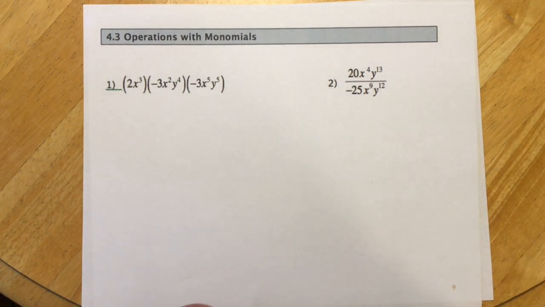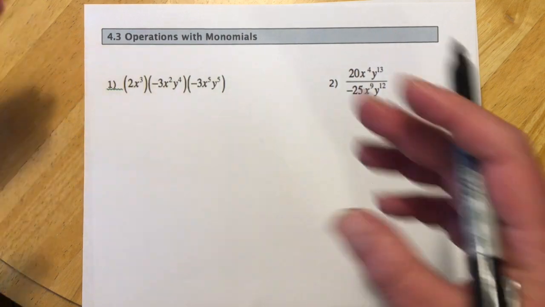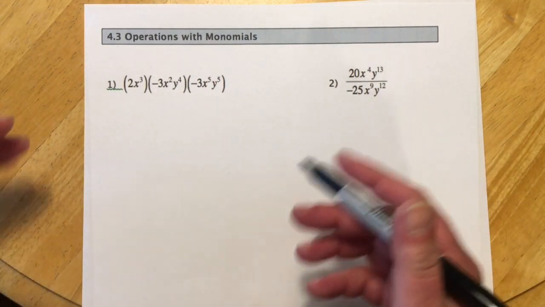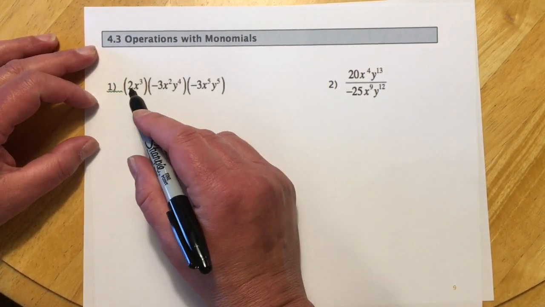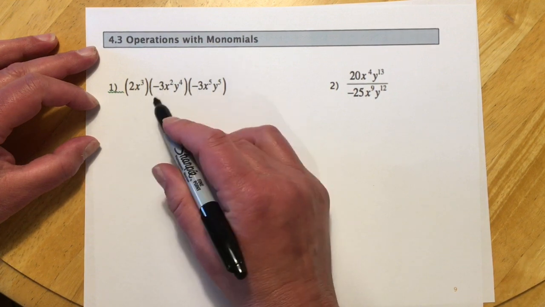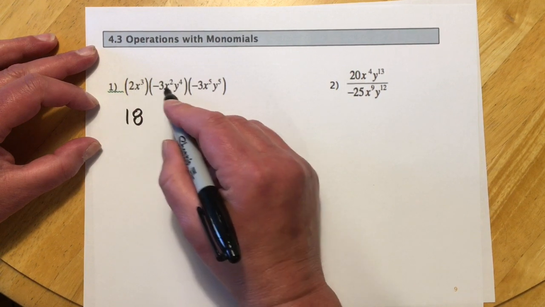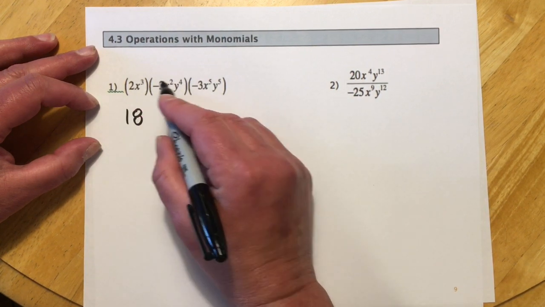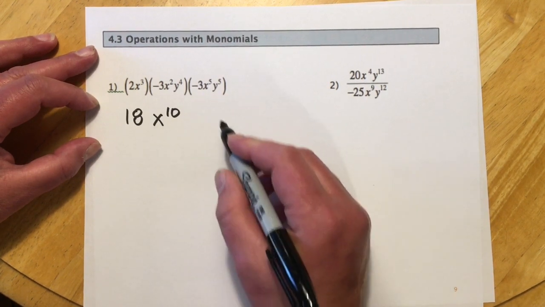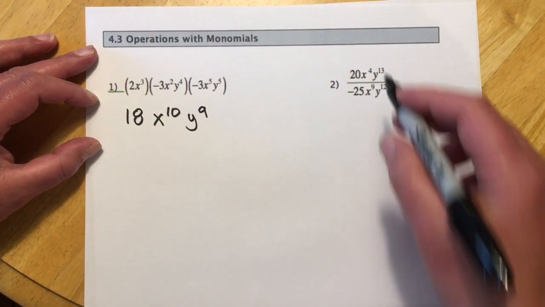Okay, section 4.3 was operations with monomials. And so it's really using all those same properties. Now there's x's and y's, so we just have to be careful to keep x's with x's and y's with y's. So this is all multiplication, so negative 3 times negative 3 would be positive 9, and then times 2 for 18. And that's x to the 3rd, x to the 2nd, x to the 5th. So 3 plus 2 would be 5, plus another 5, so that's x to the 10, and y to the 4th, y to the 5th, so that makes y to the 9th.